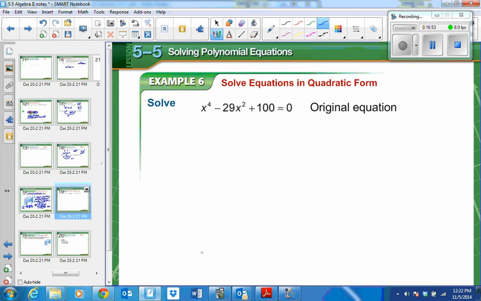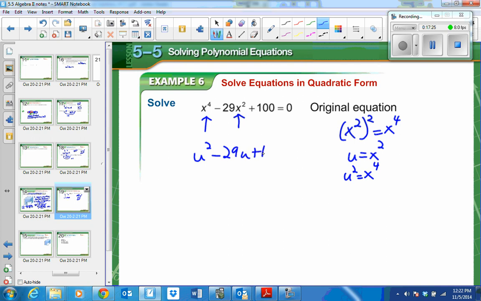So now let's use that to solve this equation. Let's determine if it can be put in quadratic form. The variable portion of our middle term is x squared. If we square that, we get x to the 4th, and that is indeed the variable portion of our first term. So we're going to say that u equals x squared, and therefore u squared equals x to the 4th. When I substitute u into this equation, we get u squared minus 29u plus 100 equals 0.